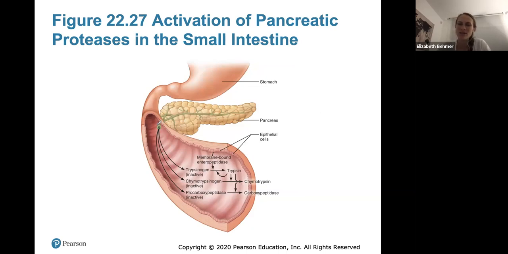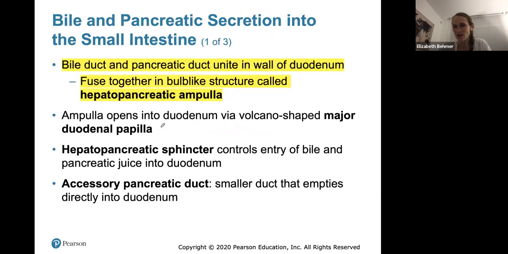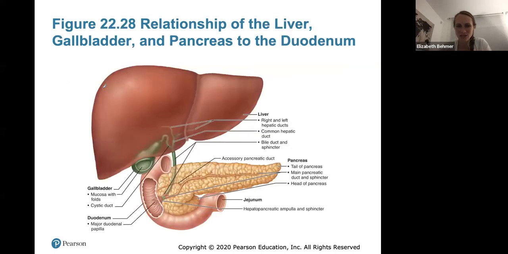of food occurs. So the pancreas delivers all of its enzymes in what we call this ampulla that we'll talk about. The bile duct and the pancreatic duct actually join in a part of the wall of the duodenum to fuse in a bulb-like structure called the hepatopancreatic ampulla. And this is just the little hole where the pancreatic duct and the bile duct will empty their secretions into the duodenum. And you can probably see that here, this hepatopancreatic ampulla.